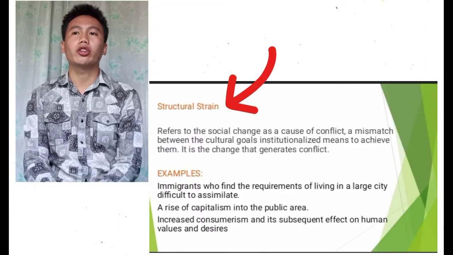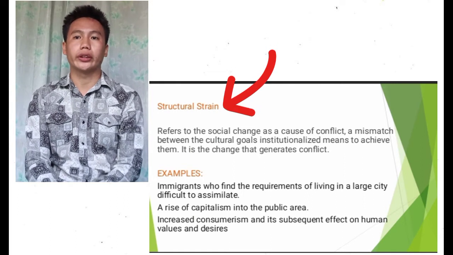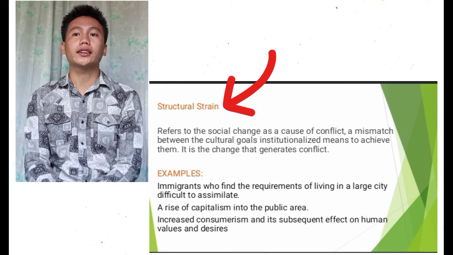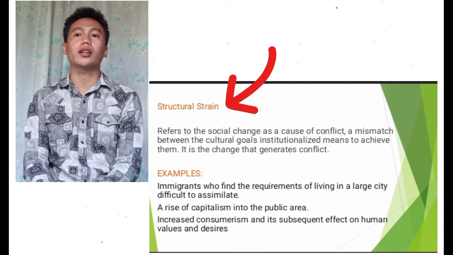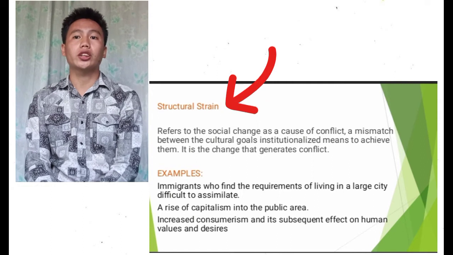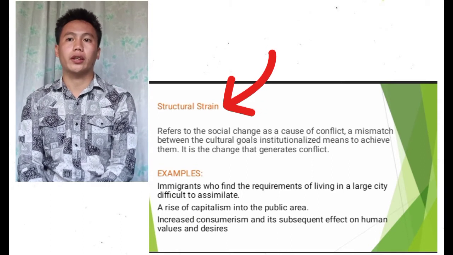Let's move forward to another type of strain theory. Structural strain theory refers to social change as a cause of conflict, a mismatch between cultural goals and institutionalized means to achieve them. It is change that generates conflict.